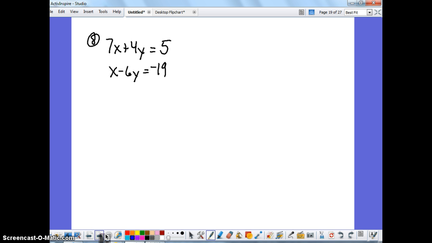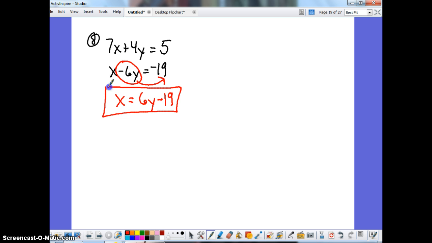Number 8, 7x plus 4y equals 5, x minus 6y equals negative 19. For this one, I'm going to solve the second one for x. So I'm going to pull this negative 6y over. X equals 6y minus 19. Again, you want to solve for the one that has a 1 in front of it, just makes it easier. This is, again, my helper equation.